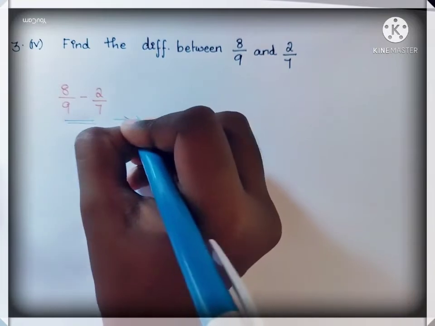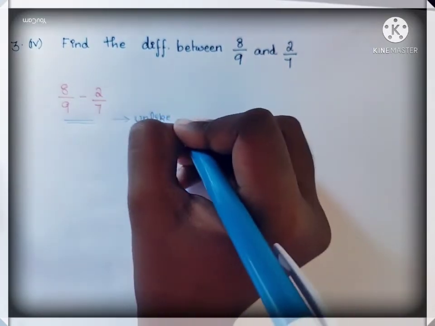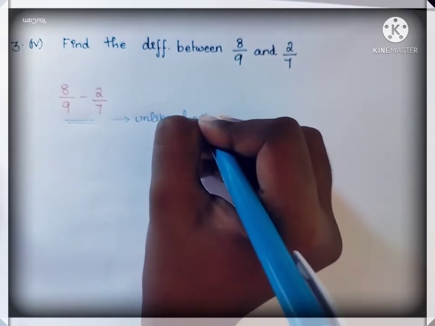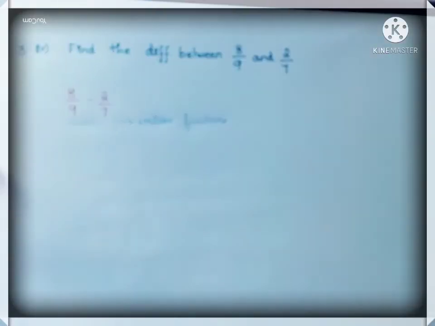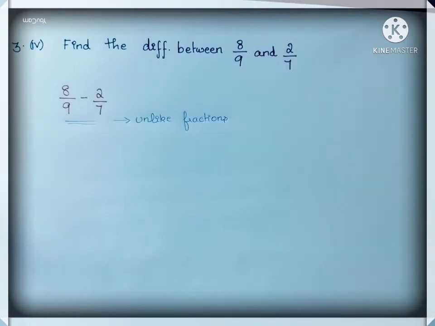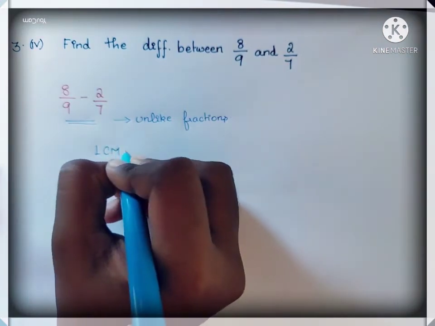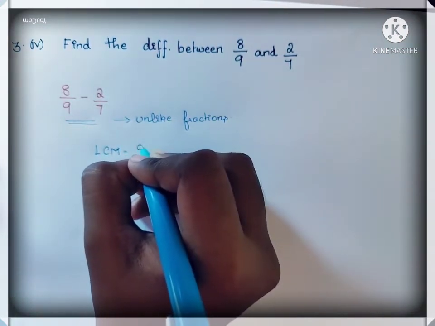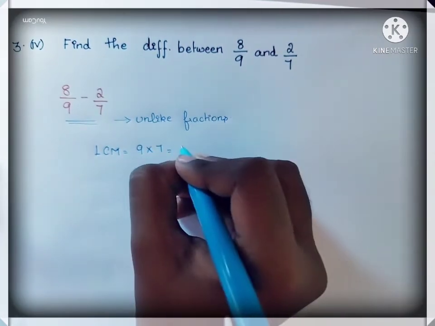These fractions have different denominators and so they are unlike fractions. The same way we did for addition, we need to find the LCM of the denominators of the given unlike fractions in order to perform subtraction also. So the LCM of the given denominators 9 and 7 is 9 into 7, which is equal to 63.